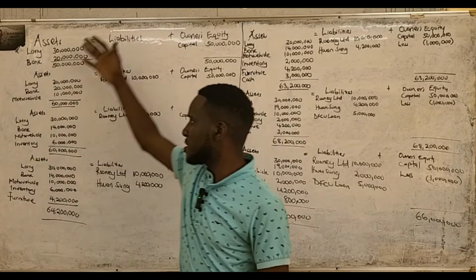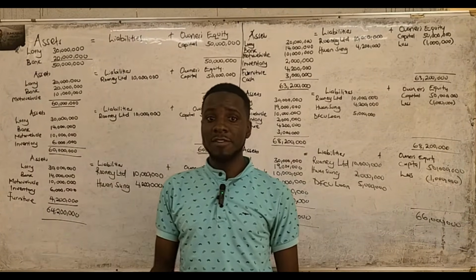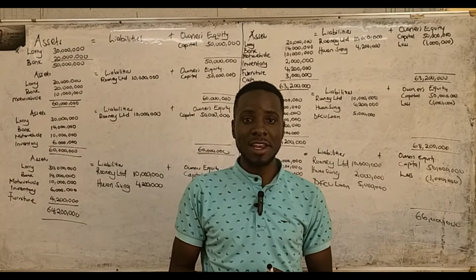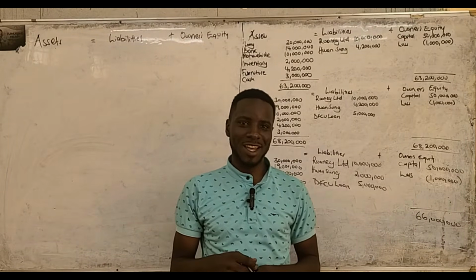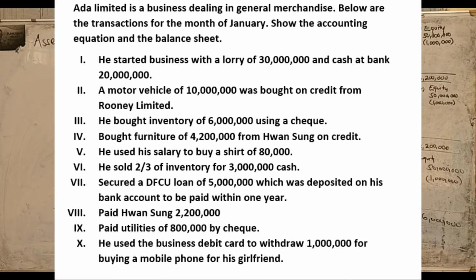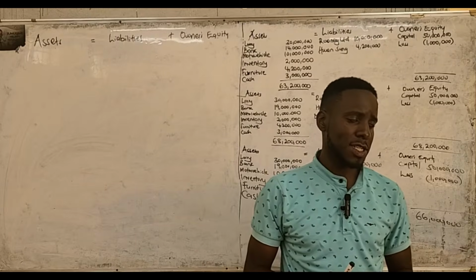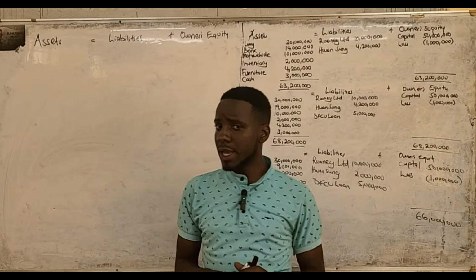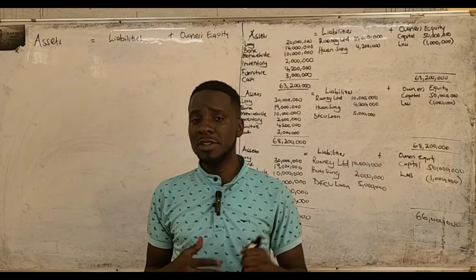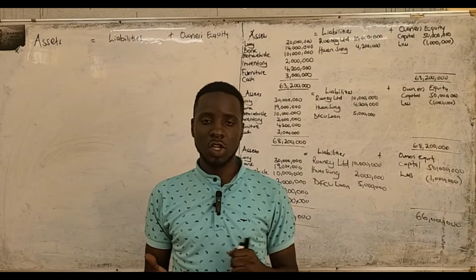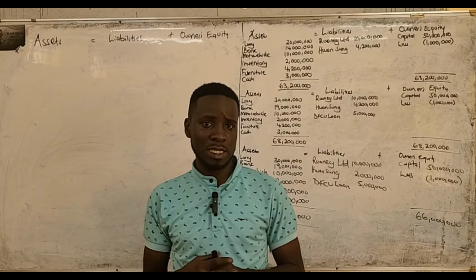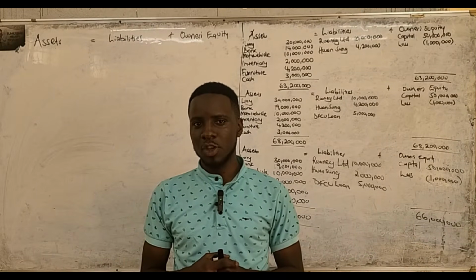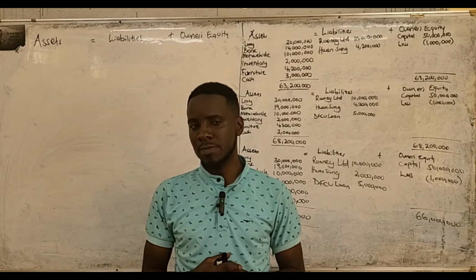So I'm going to wrap up this part so that I can continue. Then after, we shall finish up with our number. So let's continue with the number, and then the next transaction says paid utilities of 800,000 by check. Now listen to this. In this question, they told us at the end you're supposed to extract a balance sheet, which is the statement of financial position.